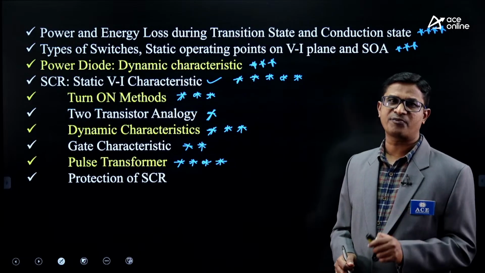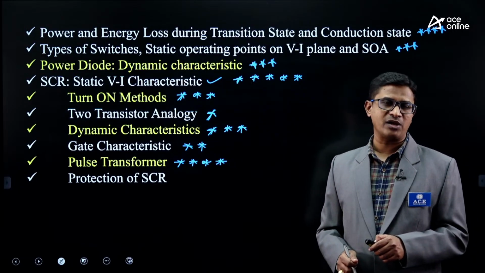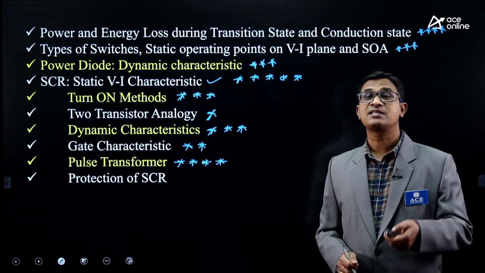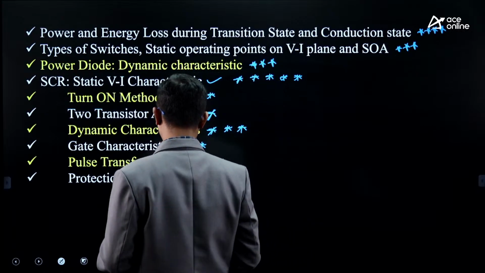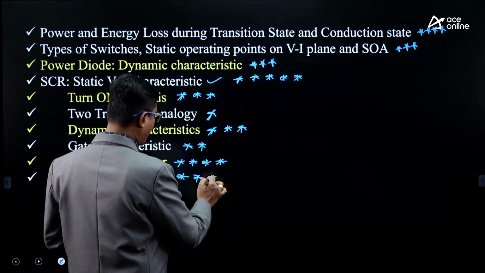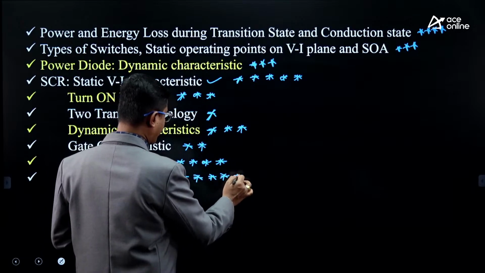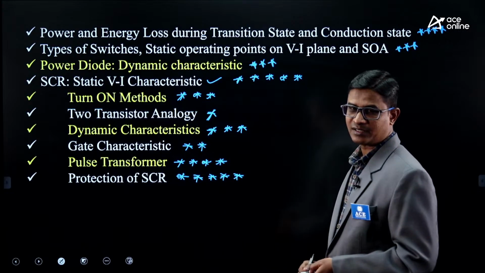Next, protection of SCR, a very important topic. You can find a number of questions based on the di/dt inductor value calculation, RC snubber circuit calculation, etc. This topic is comparatively moderate to hard to understand. I will give this topic a 5 star rating. You should not skip this topic.